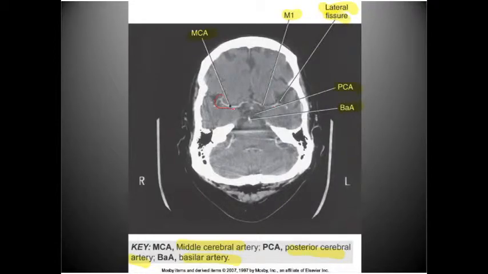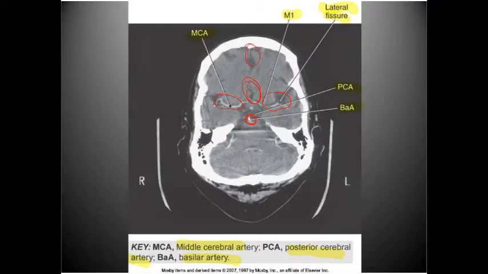Notice we have this going here, which is the MCA, which is the middle carotid artery. Notice how it's going kind of horizontal. The anterior carotid artery, or cerebral artery, will be going slightly anterior. And then we do see that we have this area here, which is the basilar artery.